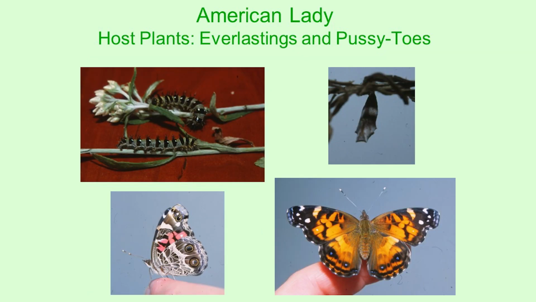American lady. The American lady is another one of these, just like the red admiral, that is more of a southern species that moves into our area in spring. It is usually quite abundant. The host plants are everlasting and pussytoes. The chrysalis attaches itself just at one end again. And the underside and the upper side look quite different.